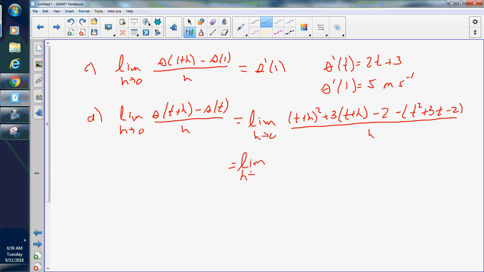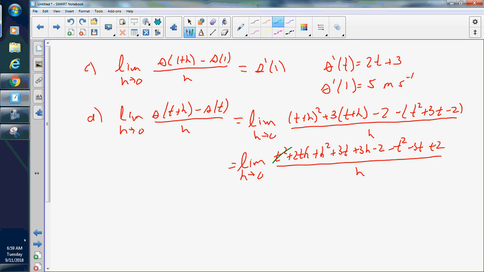Algebraically, we have t squared plus 2th plus h squared plus 3t plus 3h minus 2 minus t squared minus 3t plus 2, all over h. In this case, the t squareds are going to reduce. The 3t's are going to reduce out, and the 2's are going to reduce out.